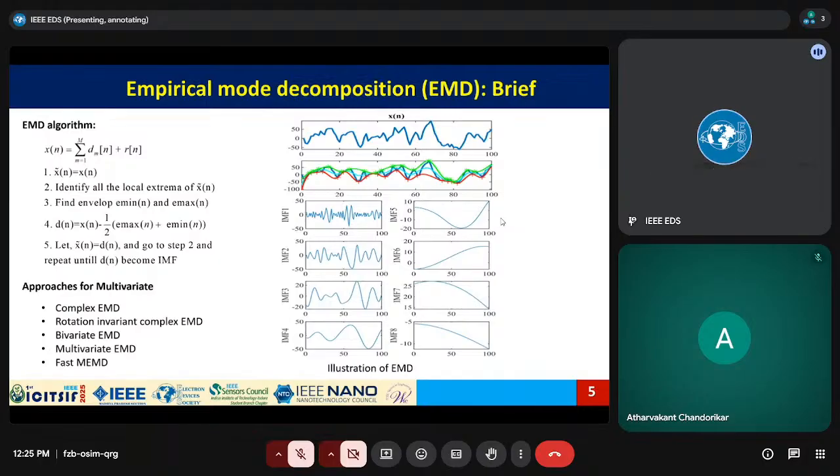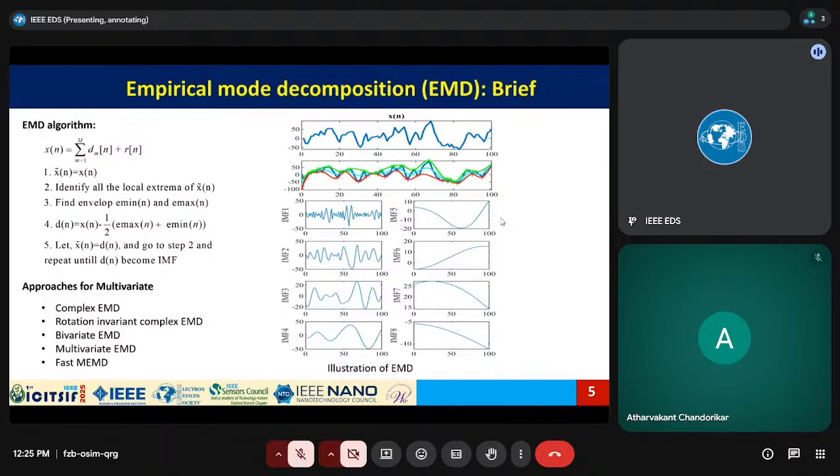Earlier, people used to design basis functions from their side, and these unknown signals were represented in terms of known functions. They were man-made functions. But in 1997, Huang and Wang came up with a new concept: you don't need to design basis functions from your side.